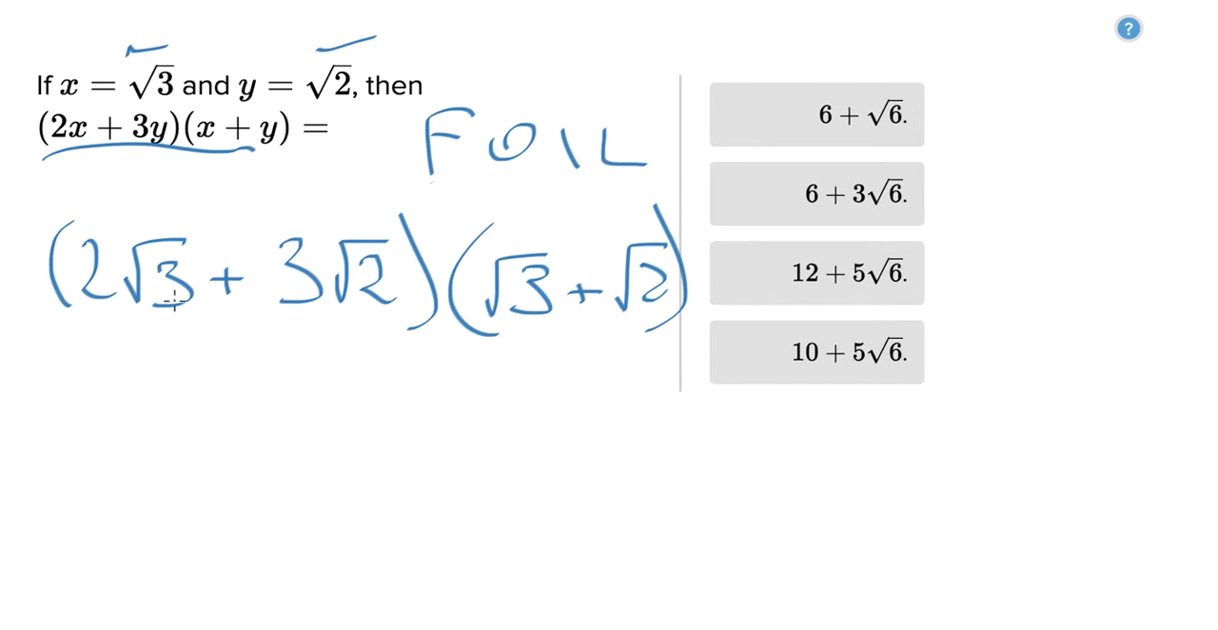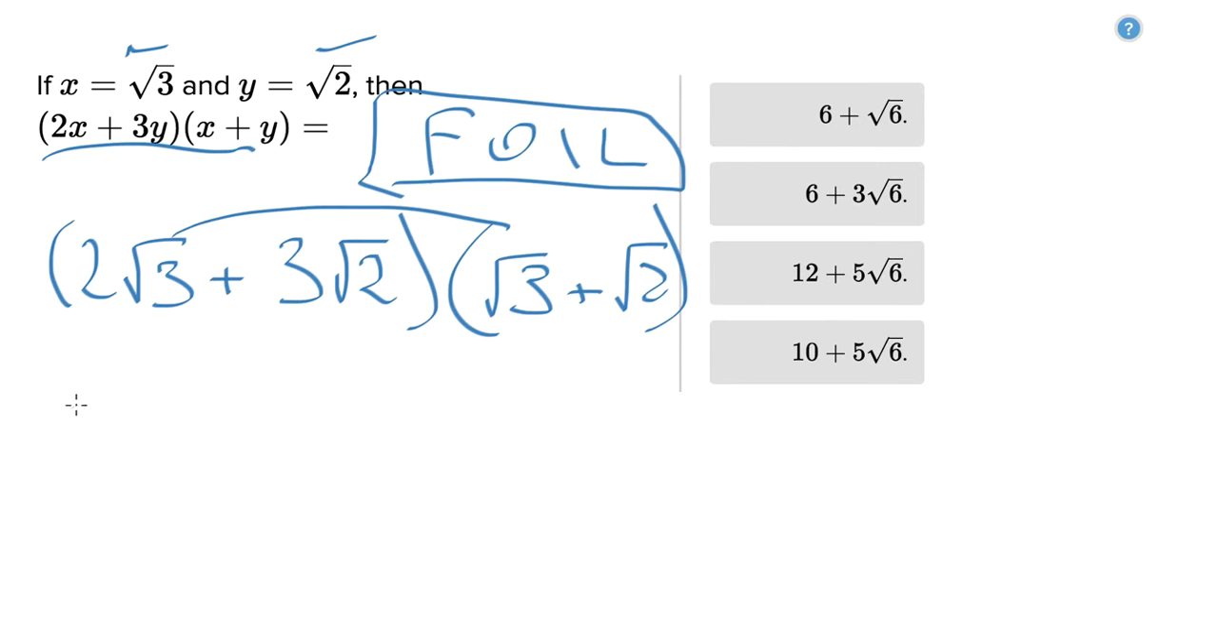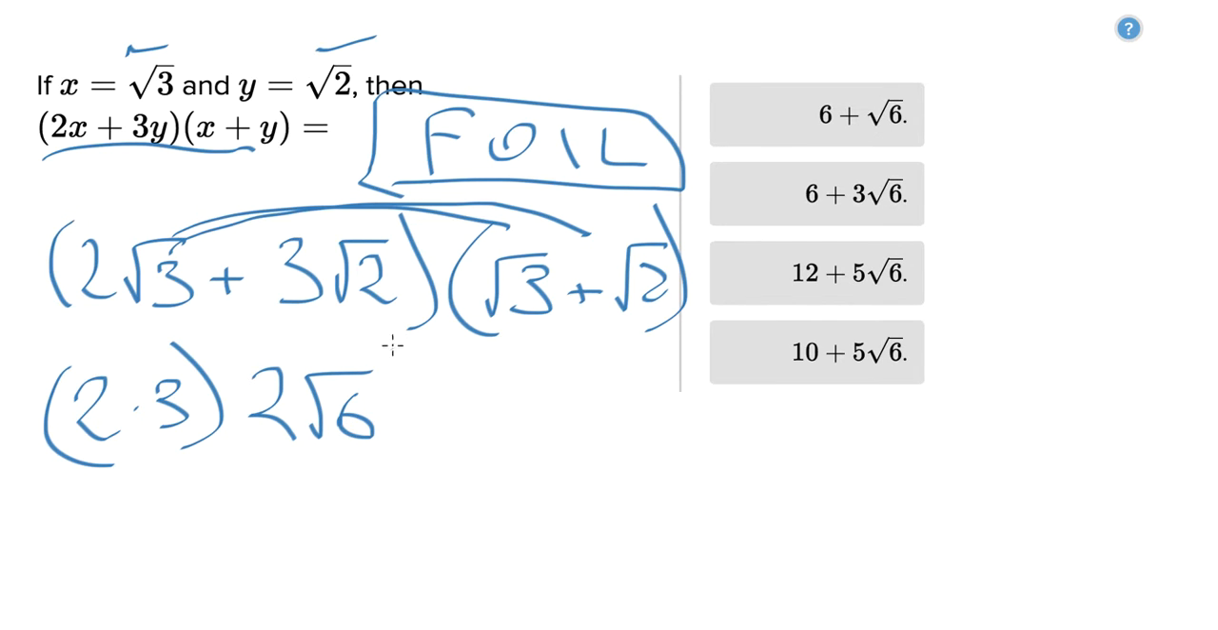So 2 times the square root of 3 times the square root of 3, we use the first terms. And if you don't know what FOIL is, please watch our lesson on FOIL on the lessons page. That's going to be 2 times 3, which is going to be 6 first, plus the outer. So 2 times the square root of 3 times the square root of 2, which is going to be 2 times the square root of 6. And I am going to simplify that in a little bit.